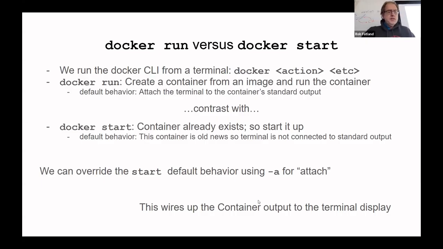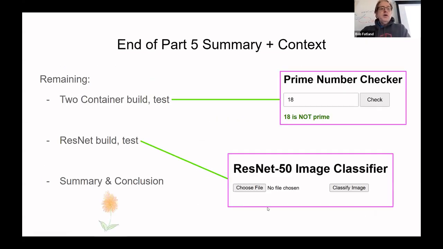Okay, I think there's nothing to beat to death here. I'll just continue on. So that's the end of part 5, and now we have left to build a 2-container configuration. Those will be 2 containers that talk to one another. And then the very last step is to build an implementation of ResNet, and then I have some final summary and conclusion.